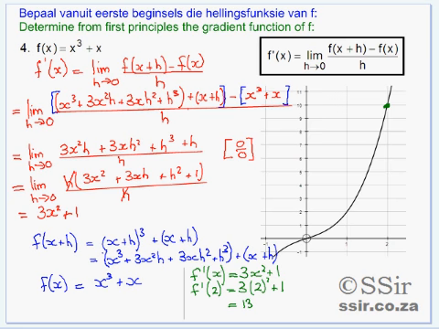Now that we have a general gradient function, it means I can calculate the gradient anywhere. Let's also calculate the gradient here where x is 1. Here we see that the gradient is 4. At that point, we found that the gradient was 13. So here, the gradient is less steep, where it is 4. This means the graph is rising more slowly here.